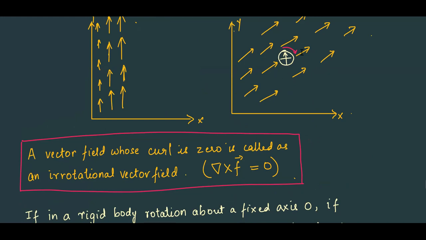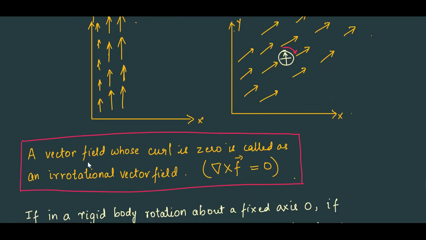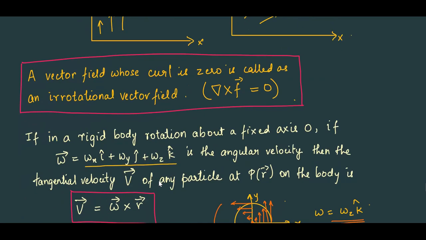If it rotates anti-clockwise, with this as the x-axis and this as the y-axis, then the curl vector is pointing towards the positive z direction. If it rotates clockwise, by the right hand thumb rule, the curl is pointing inwards to the plane of xy. A vector field whose curl is 0 is called an irrotational vector field.